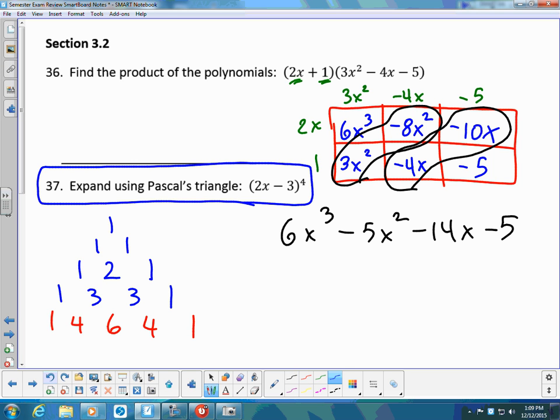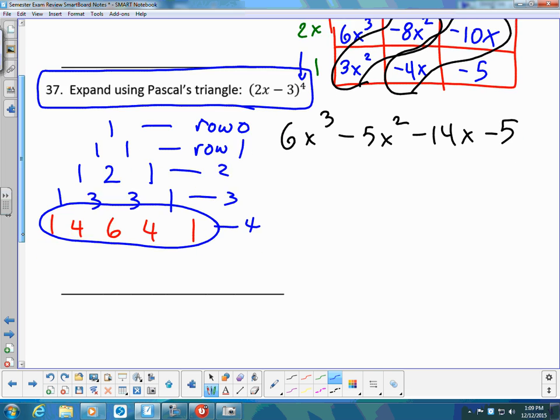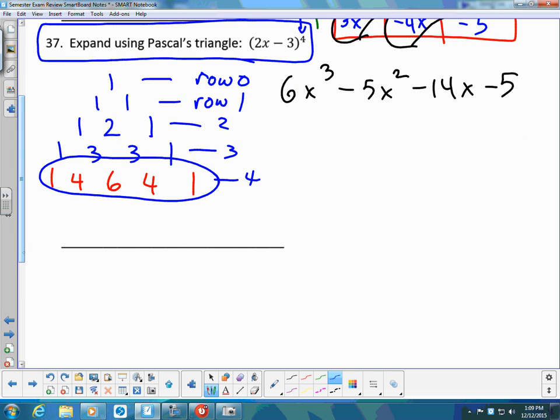This is actually row 0. This is row 1, row 2, row 3, and row 4. So we want these numbers right here to be our headings because we want row 4 because that's what we're raising this binomial to. So at this point, we're going to set up our chart to help us with this.